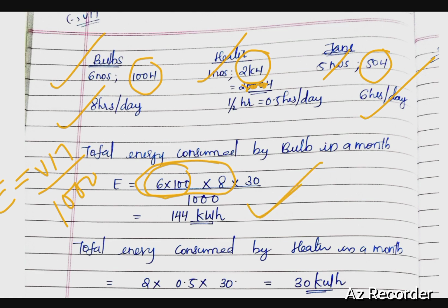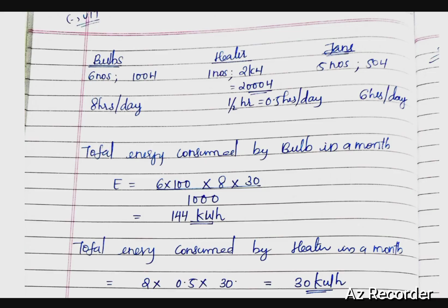Once again, I am repeating: this 6 means the number of bulbs, and one bulb has a power of 100. So the total power of 6 bulbs is 6 into 100. Now each bulb is used 8 hours per day, so multiplying with 8. We have to calculate the total energy consumed for a period of 1 month, which according to the question has 30 days. So this is multiplied by 30, and this will be in watt hour. We convert it into kilowatt hour by dividing by 1000, and we get 144.